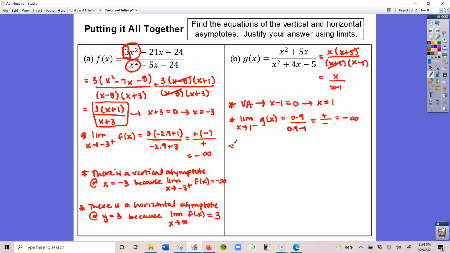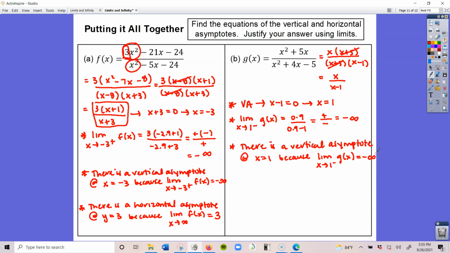So now let's put this into a statement. So there is a vertical asymptote at x equal to 1 because, and now we state our limit. The limit as x is approaching 1 from the left of g of x is equal to negative infinity.